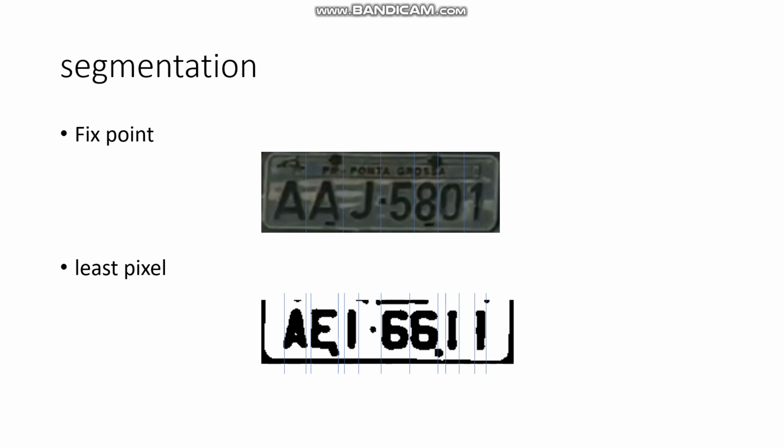The next method is least pixel. First, we transform images to binary images, like this. We can find that the area of a character has more pixels than the white area. So we cut the plate where the pixel count changes most. This one has more precision. However, it may cut out fewer than 7 characters or more than 7 characters.